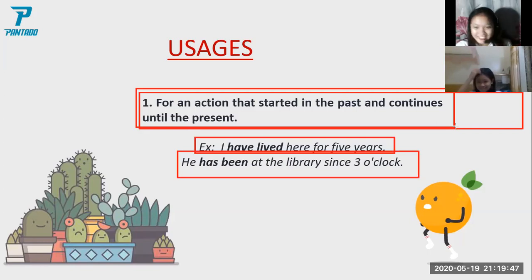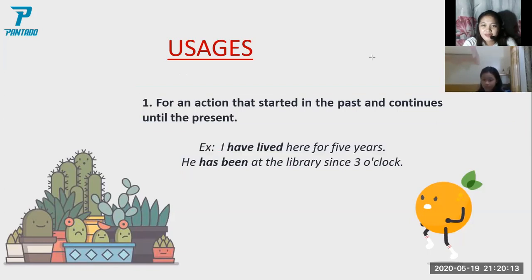Yes or no? Translate what? I said yes or no. Okay, for an action that started in the past and continues until the present. I think you can understand that. That is base.